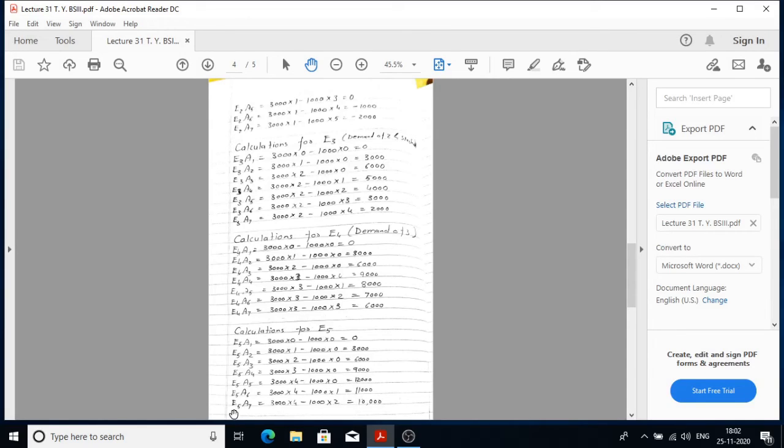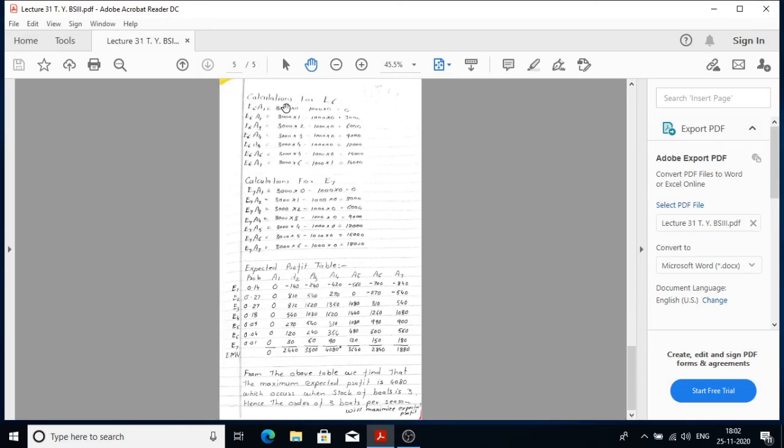Stock of 6 boats, demand of 4 boats. So naturally 2 boats will remain unsold. So 3000 into 4 minus 1000 into 2. So answer is 10,000.